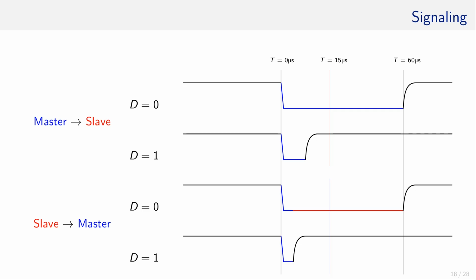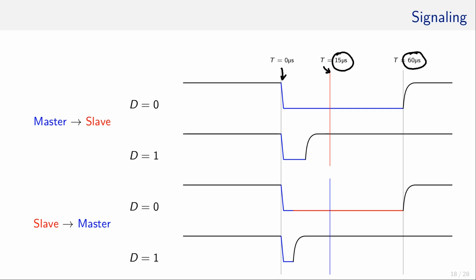Let's have a look at the case if the master sends a 0 to the bus. First, it pulls down the wire and holds it there for 60 microseconds. The protocol states that the slaves will sample the value of the line at the 15 microsecond mark. The line is here in red to indicate that the value is sampled by the slaves.